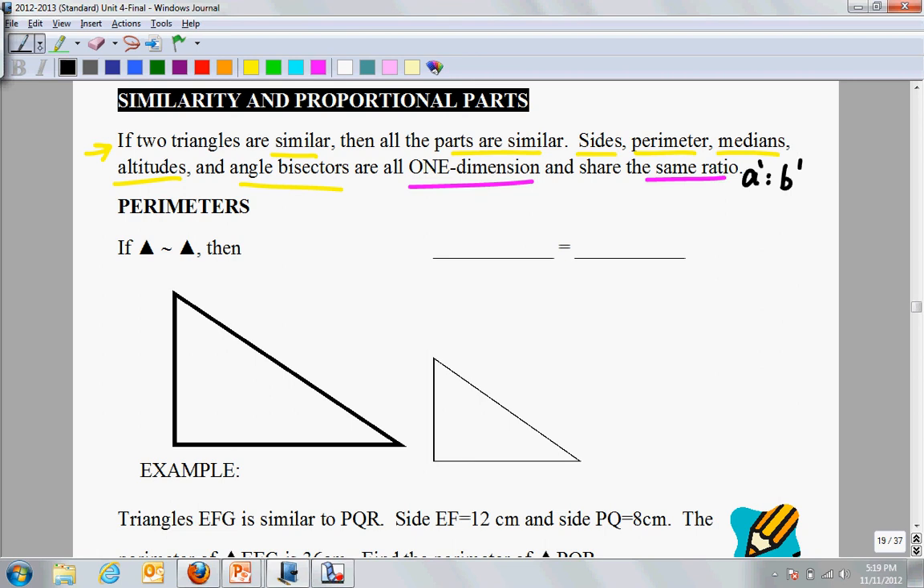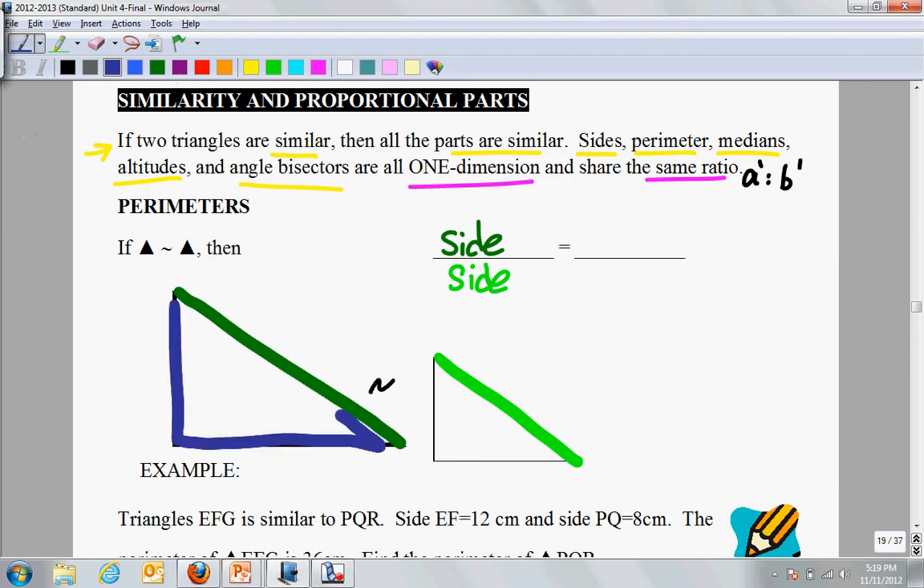Dealing with perimeters. If we have a side to side ratio, side over side, whatever the ratio, if these triangles are similar, whatever the ratio of the sides is, it's going to be the same as the ratio of perimeter all the way around to perimeter. Side over side equals perimeter over perimeter.